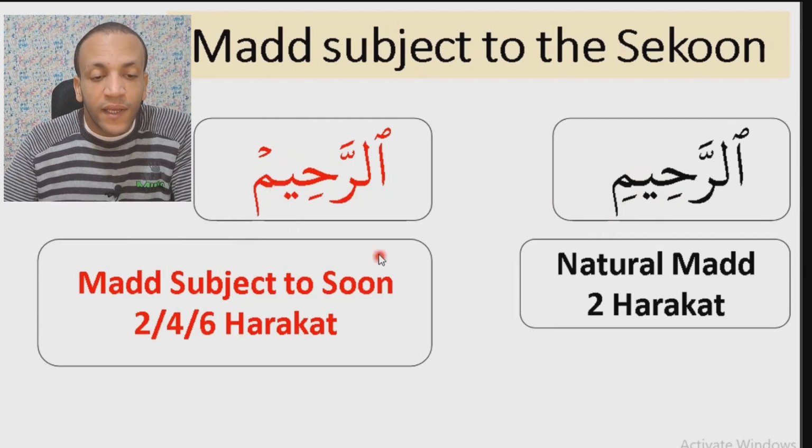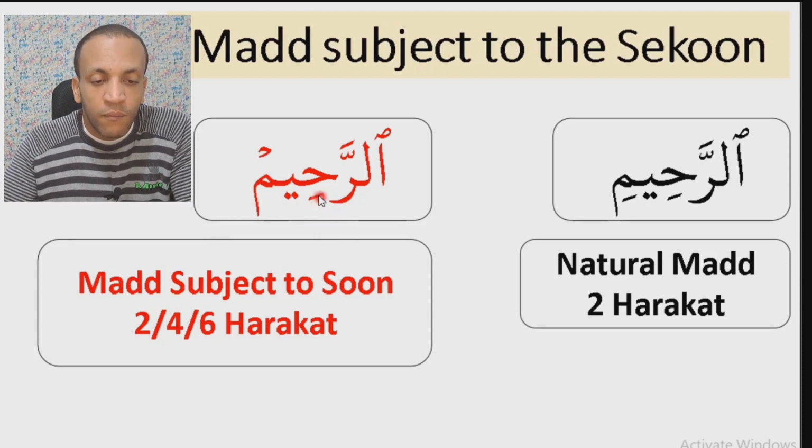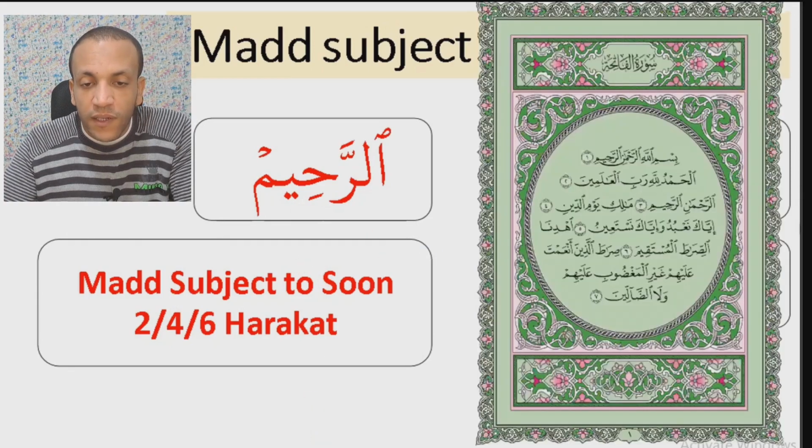So here you can read with 2 harakat Ar-Rahim, or with 4 harakat Ar-Rahim, or with 6 harakat Ar-Rahim, and you have the choice. I want to show you this word, how you will find it in the Holy Quran. Let's take a practice example. So the word is here.